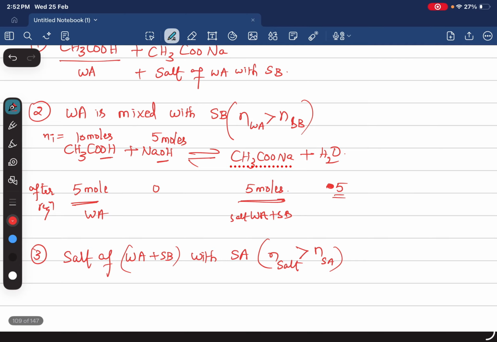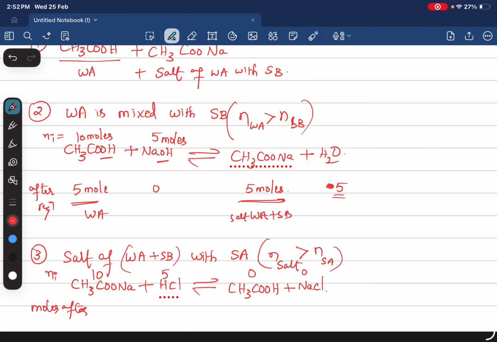You can see the reaction. CH3COONa is the salt of a weak acid with a strong base, plus HCl, the strong acid, split into CH3COOH plus NaCl. In this case, the initial moles are 10 moles and 5 moles, and 0 and 0. So the moles after reaction, what you will get is, here the n-factors are 1 and 1 only.